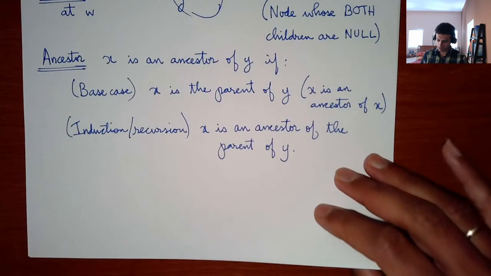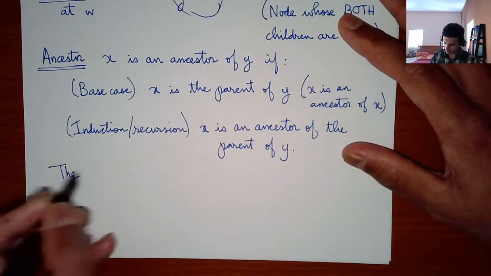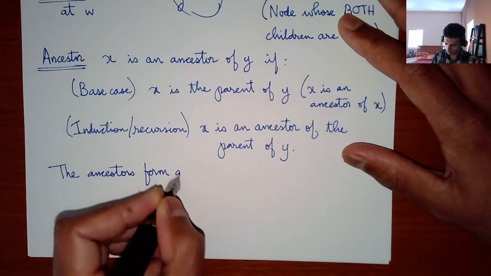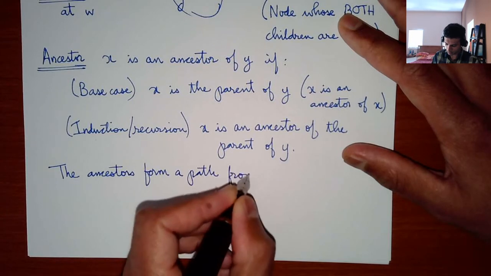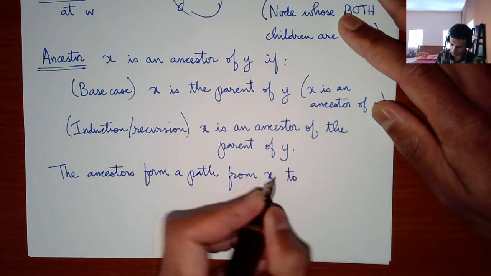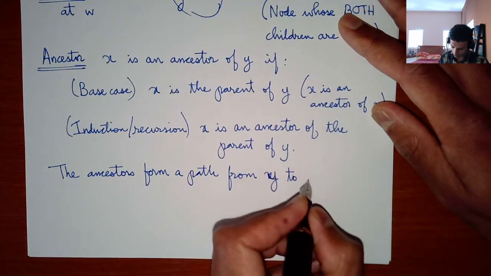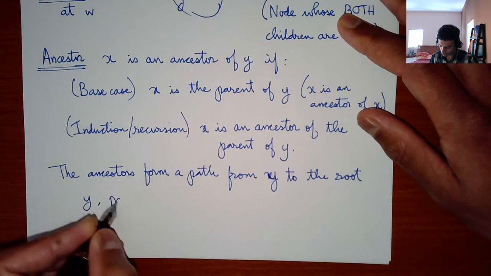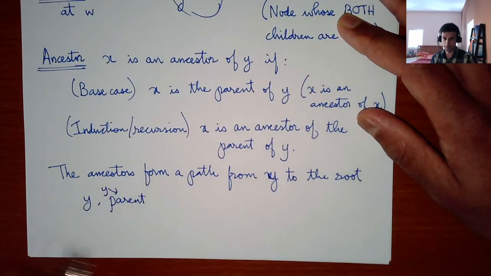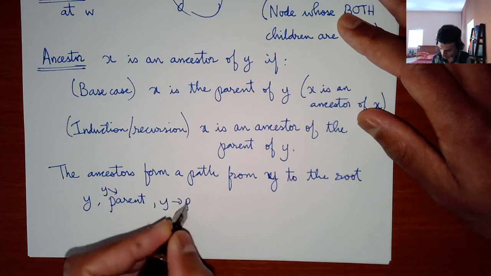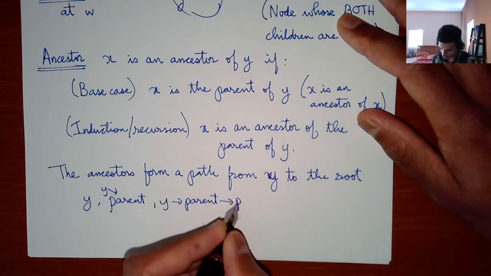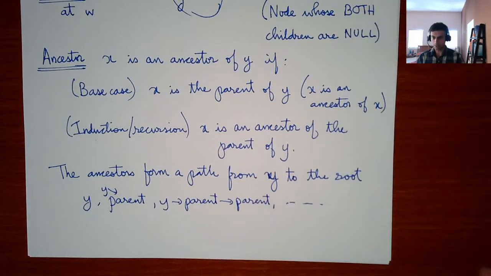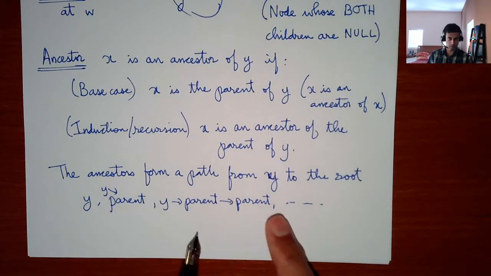So another way to look at this is that the ancestors form a path from X, I should say from Y, I'm sorry, because we're looking at Y, from Y to the root. And what is it? It's Y, the parent of Y, the parent of the parent, and so on and so forth. You can go from Y to its parent, to the parent, and so on.